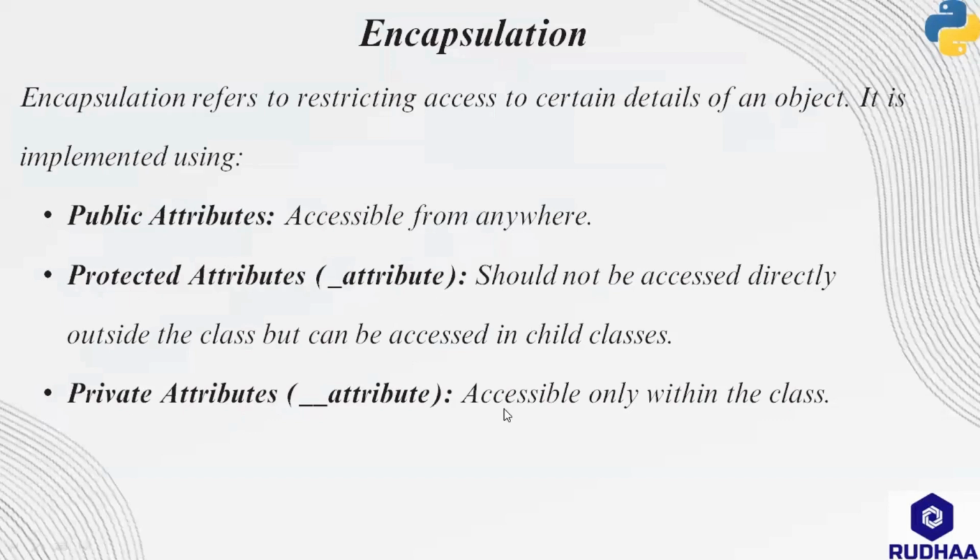And a private attribute is accessible only within the class. Outside the class, nobody can use the attribute. This can be denoted by a double underscore followed by the attribute. So these are the two methods of encapsulation. By these two methods, protected attribute and private attribute, you can restrict the access of that particular object.